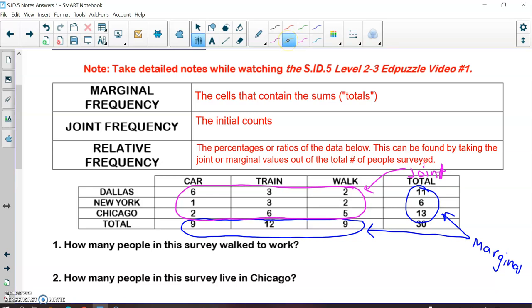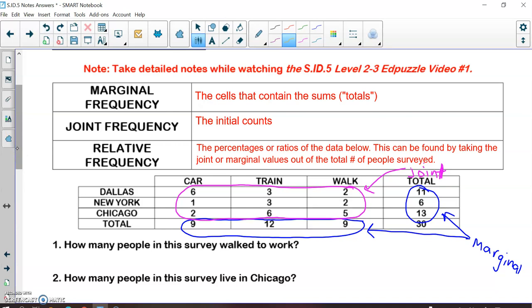And then the one that we're going to use the most is the relative frequency. The relative frequency is the percentages or the ratios of the data. This can be found by taking either the joint or the marginal frequency and dividing it by the total number of people surveyed. So if I asked you for the relative frequency of a New Yorker taking the car to work, you would do 1 divided by the total number of people in the survey. So it would be 1 out of 30, which comes out to be 3% of people. So that is what I mean by the relative frequency. We are going to practice marginal, joint, and relative frequency in the questions below.